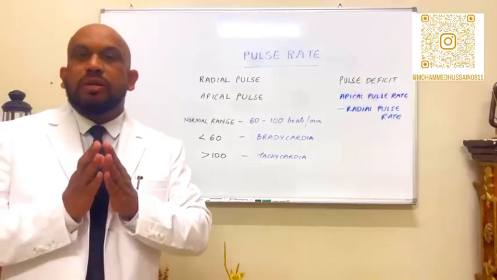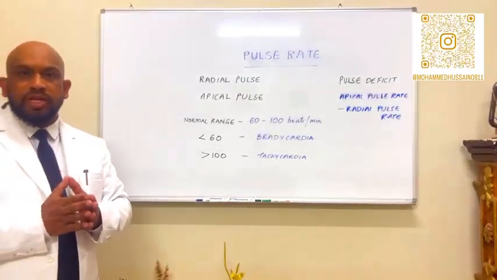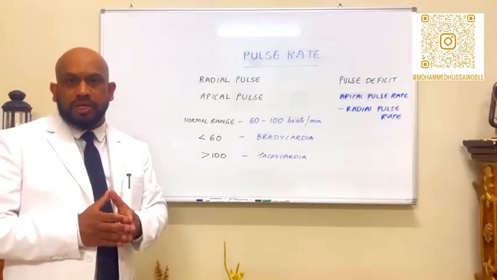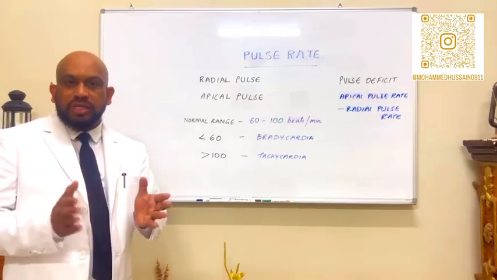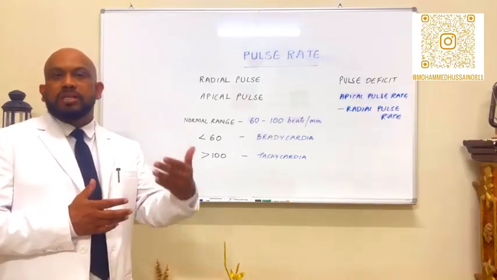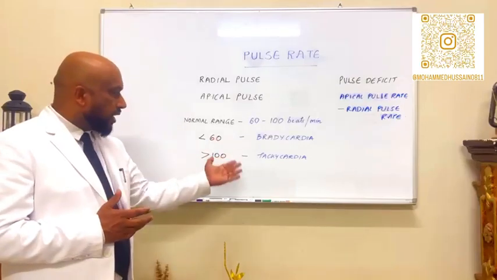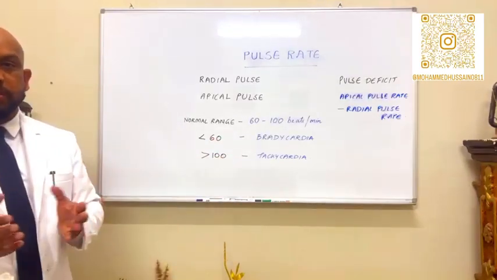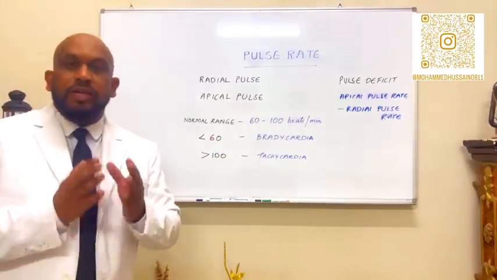So what is the normal range? The normal range is 60 to 100 beats per minute. If it is less than 60 beats per minute, then it is called bradycardia. And if it is greater than 100 beats per minute, then it is called tachycardia.